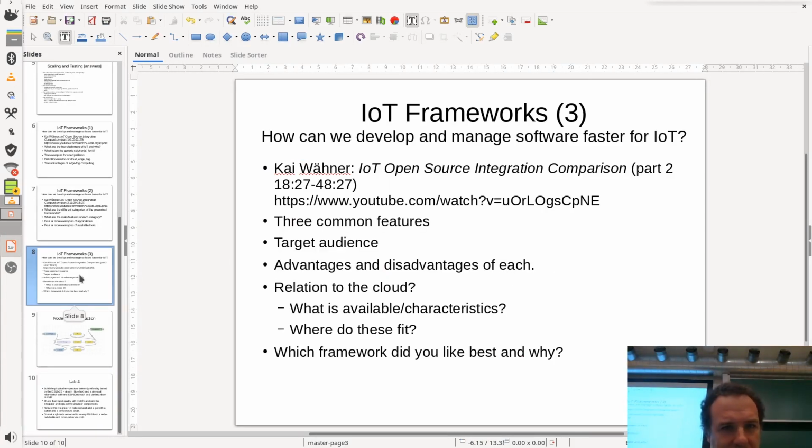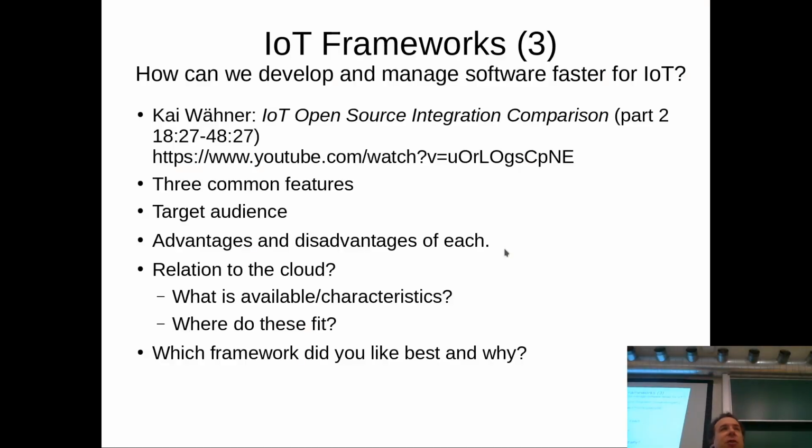And let's go here. So he will present the IoT frameworks. I would like you to catch 3 common features of the frameworks he presents. Then the target audiences. There are different user groups for these different frameworks. Developers can use them all, but sometimes he says that other people can also use these. Then he will present advantages and disadvantages, try to capture some of them. And then how are these related to the cloud?